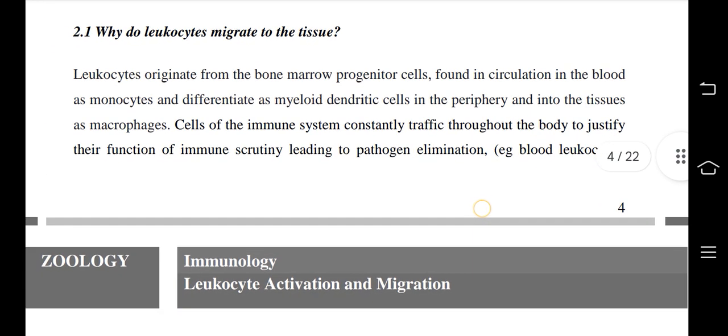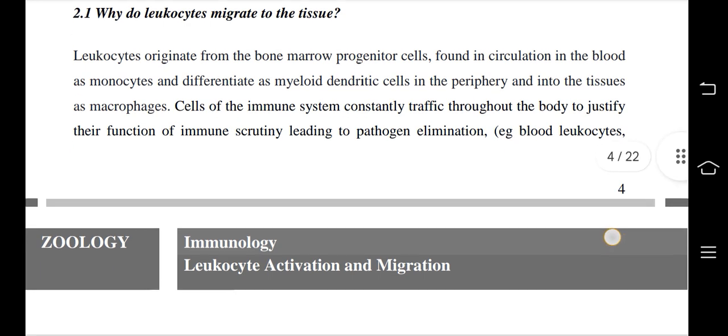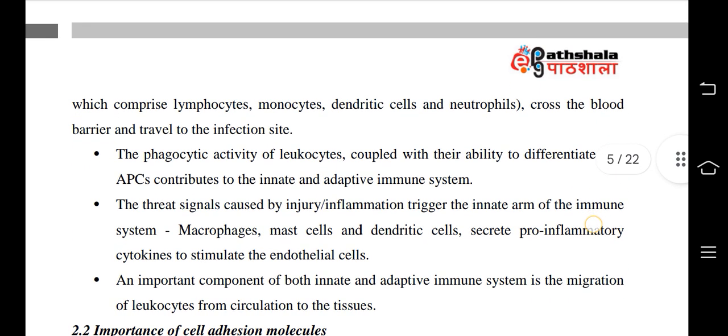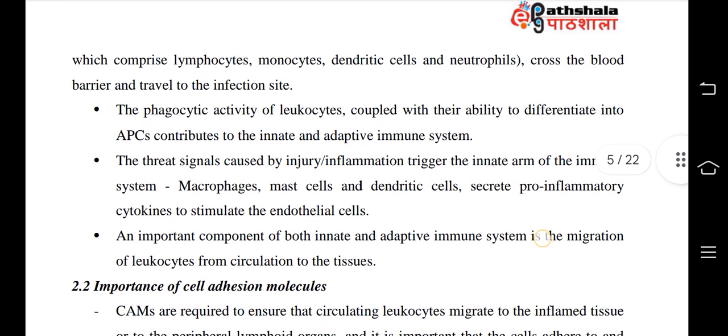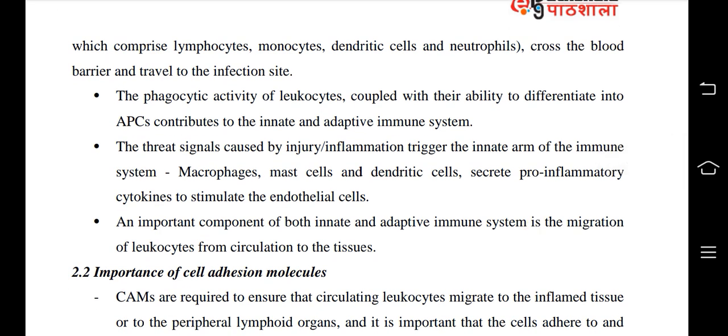First, why do leukocytes migrate to the tissue? Leukocytes originate from the bone marrow progenitor cells, are found in circulation in the blood as monocytes, and differentiate as myeloid dendritic cells in the periphery and into the tissues as macrophages. Cells of the immune system constantly traffic throughout the body to perform immune surveillance, leading to pathogen elimination. Blood leukocytes, which comprise lymphocytes, monocytes, dendritic cells, and neutrophils, cross the blood barrier and travel to the infection site.